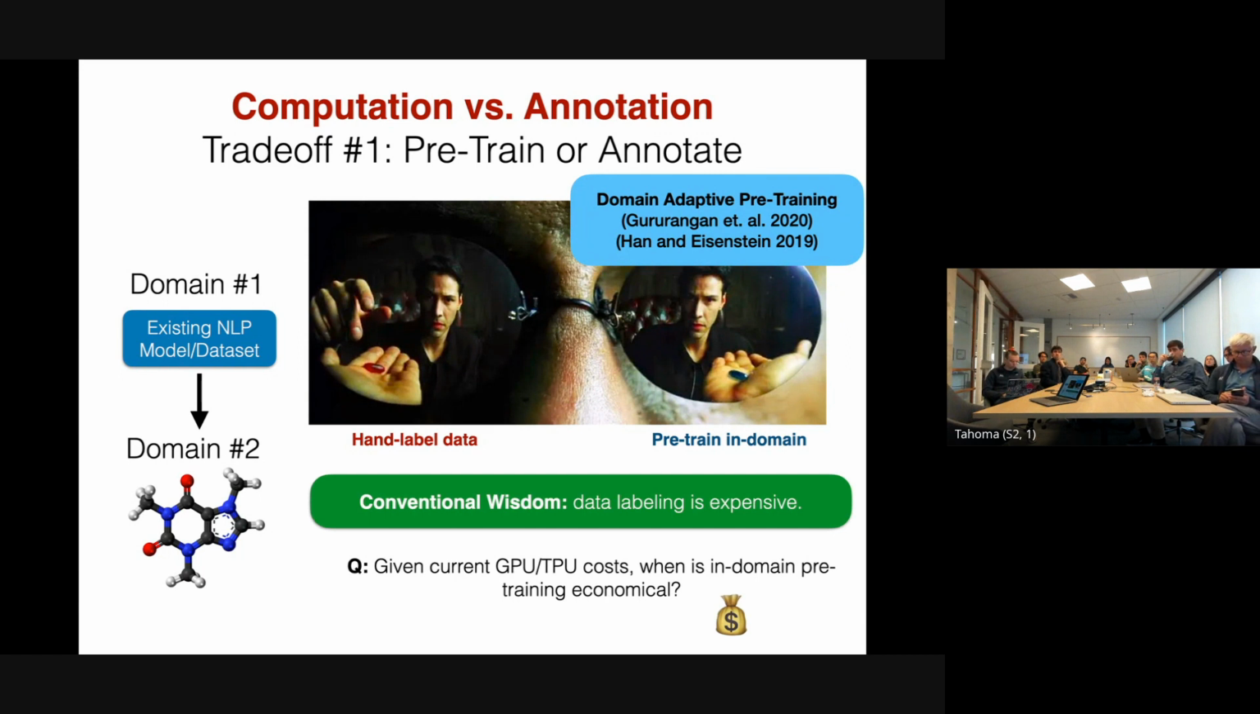And so at the time, at least, I think it's fair to say that the conventional wisdom was that labeling data is expensive. So you're much better off just making use of lots of unlabeled data in the target domain to adapt models. But of course, now that pre-training is getting increasingly expensive in terms of computational resources, this calls this assumption into question, right?